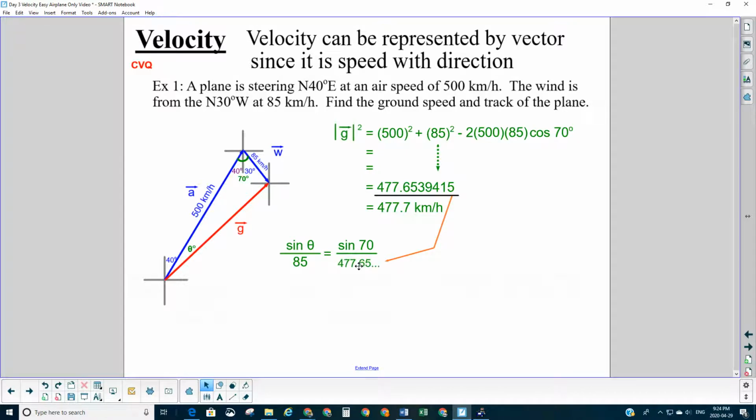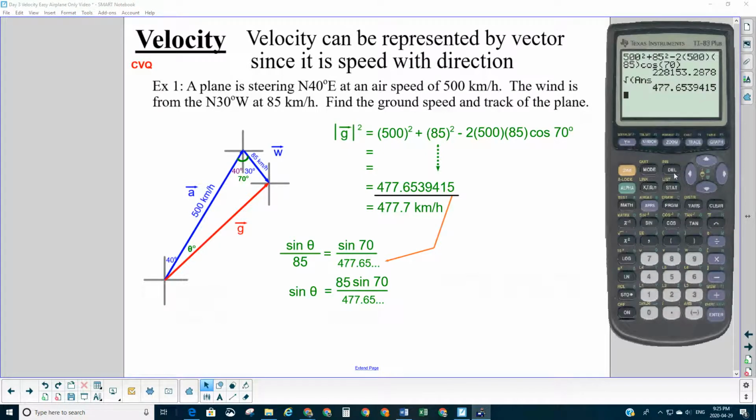So if you know how to work the answer key or the memory feature, you want that big long number. Accuracy is super important. I'll talk about that in a second. Now I can solve for this. Since it's divided by 85, I'm going to multiply it up here, and it becomes times sine 70. And this is sine theta, and it's being divided by that big long decimal again. Then we're going to go to our calculator to solve this. I've got an answer key, so I'm going to save that. I'm going to go 85 times sine 70 divided by the answer. There's my answer, and I'll get a decimal. Of course, remember that's for sine theta.